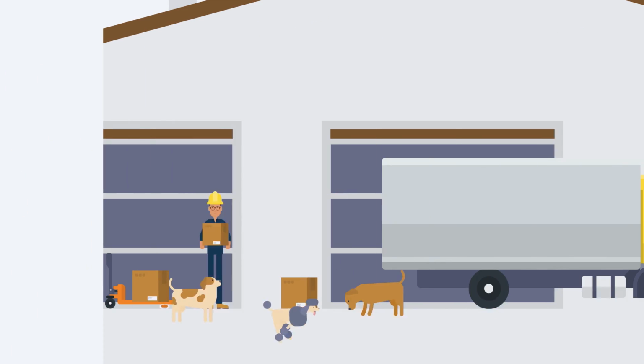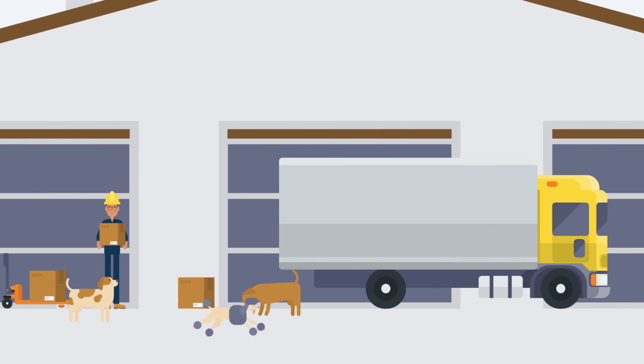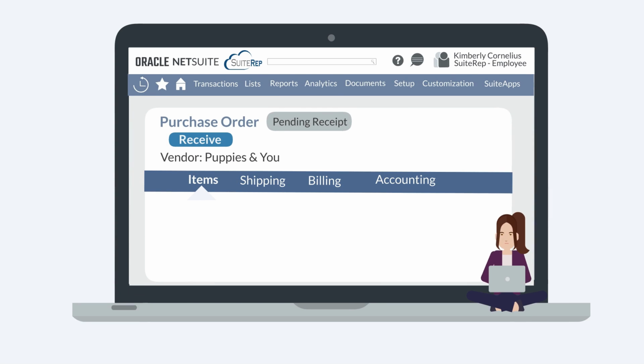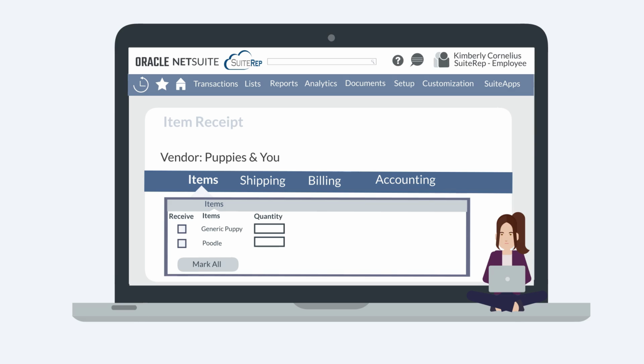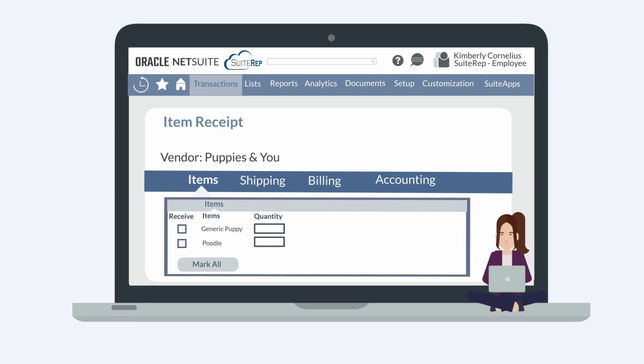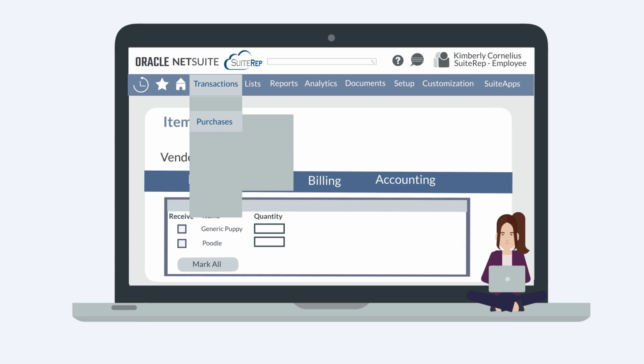When the items you ordered arrive in your warehouse, an item receipt record confirms in NetSuite that the items have indeed been received. To create an item receipt, you would go to the original purchase order for the item and confirm that the item has been received, which will cause NetSuite to generate the item receipt record. You could also go to the list of orders pending receipt by navigating to Transactions, Purchases, Receive Orders.